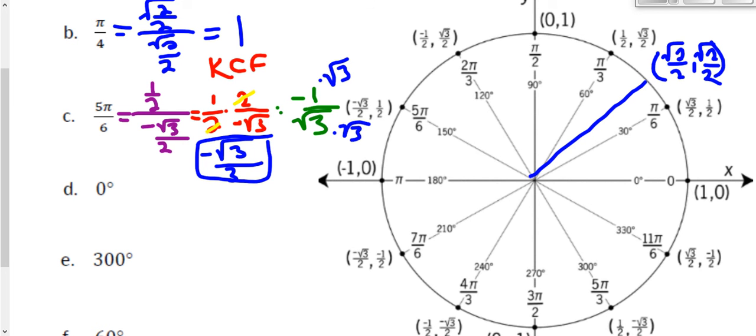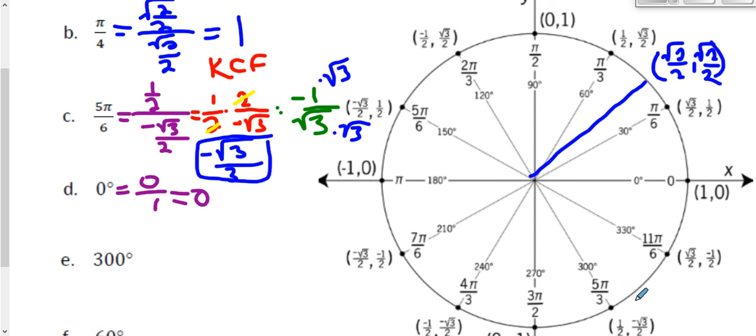For 0 degrees, that's over here on our unit circle, 0 degrees. The coordinate pair is over here, 1, 0. So we're going to take the y value, 0, and divide it by the x value, 1. So 0 divided by 1 is just 0. We're good to go there.